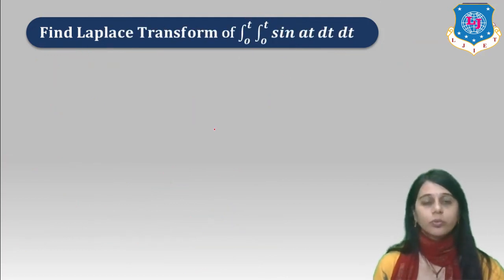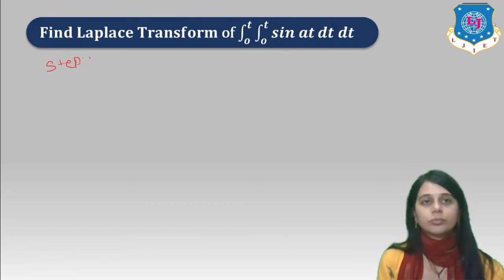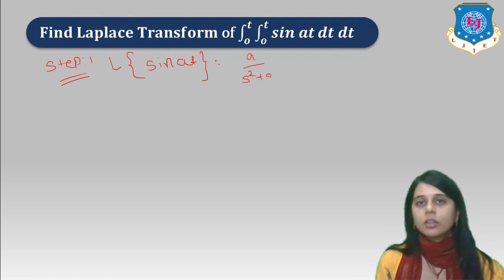Next example, find Laplace transform of integral 0 to t of integral 0 to t sin a t dt. Step 1, find Laplace of sin a t. It is a upon s square plus a square. Due to the two-time integral, we divide by s two times, that is s square, and this is your answer.